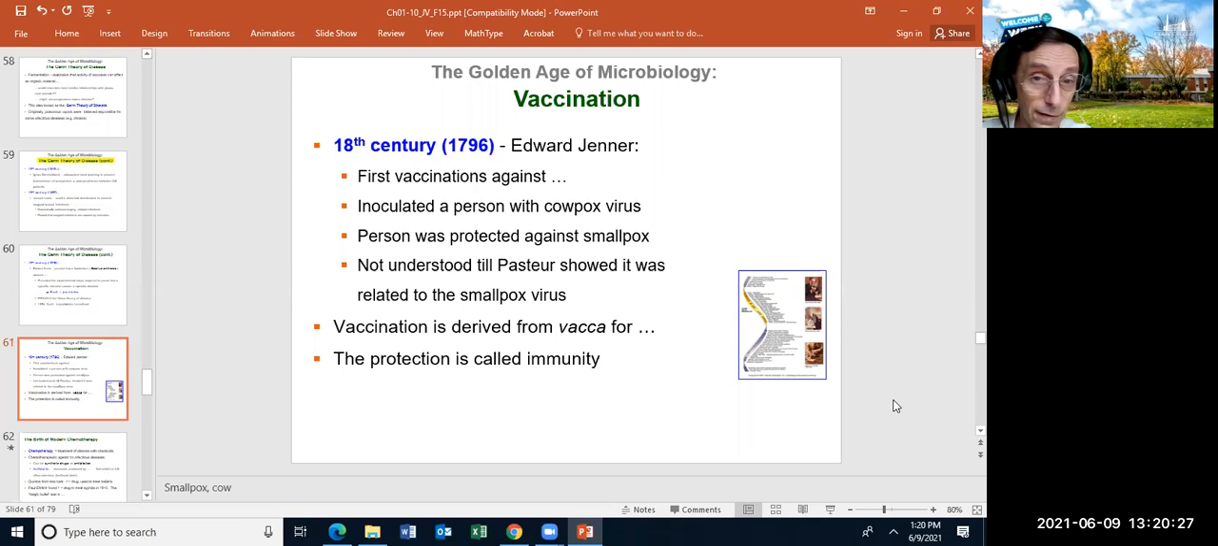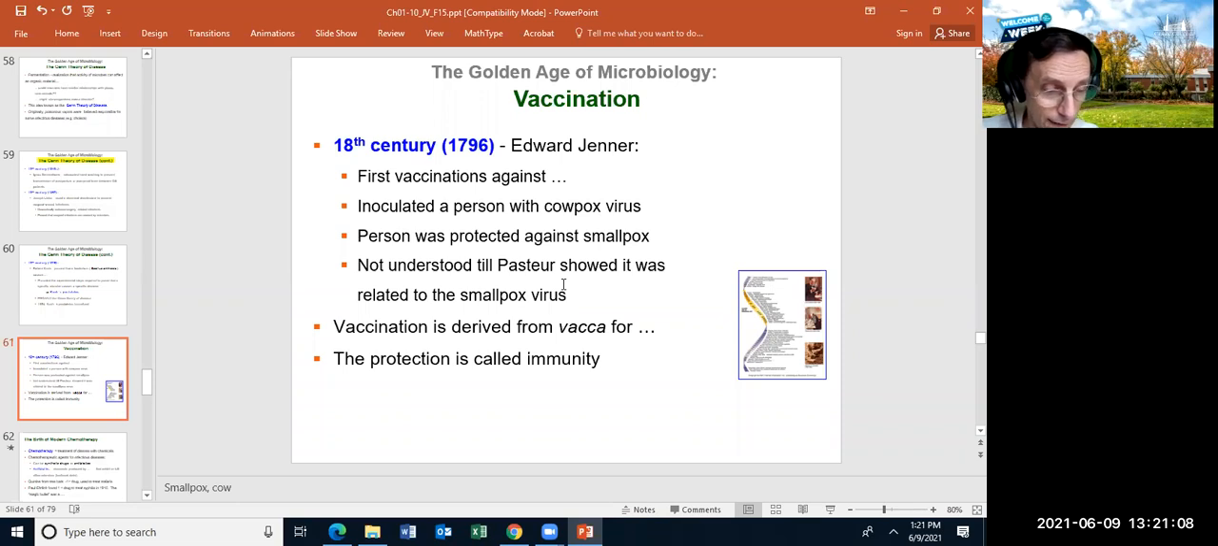This was not understood until Pasteur showed why it was working. And with Pasteur's work on vaccines, it was then possible for other people to make other vaccines. So Edward Jenner, when he made his vaccine, nobody knew how to make a vaccine. Is that clear? And it took almost 100 years before people understood what was going on and how to make vaccines. And it was Pasteur whose work showed it.